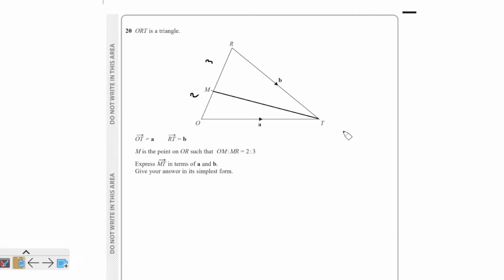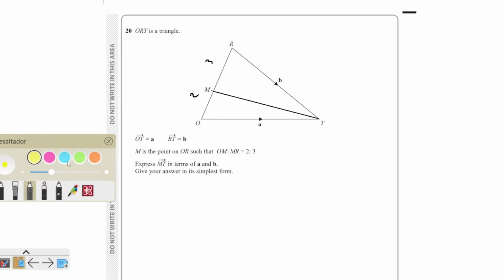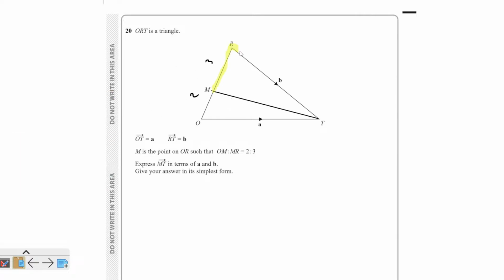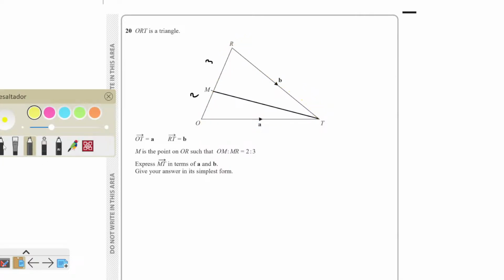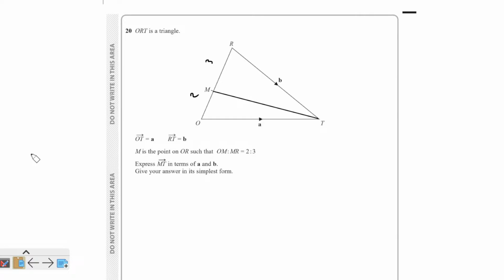So working out vectors, this is called vectors geometry because it's a shape. I just imagine, okay, I have to start at M, I need to get to T. I obviously can't walk along the line MT because I don't know it. I have to find a route elsewhere. So you could either go M to R and then down, or M to O and then across. It doesn't really matter which, you'd get the same answer, whichever you prefer. So I'm probably going to go up and down. Like I said, it doesn't really matter.